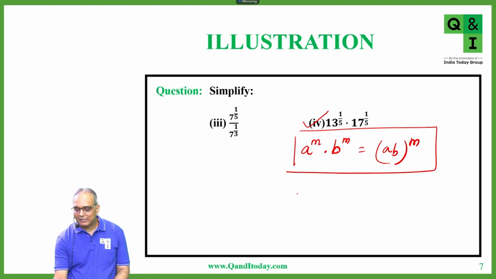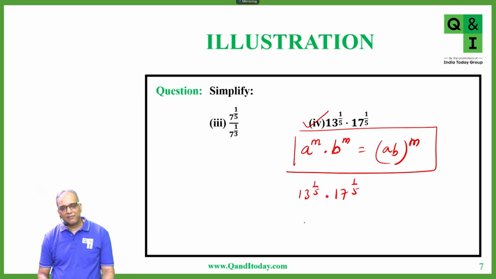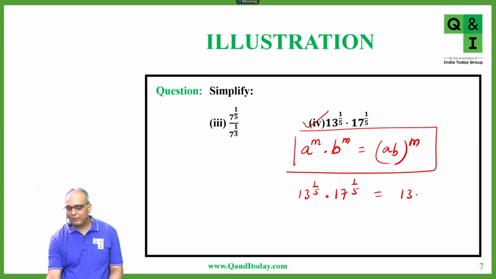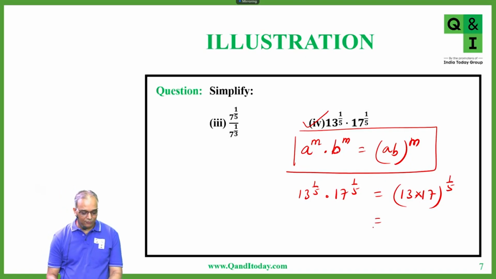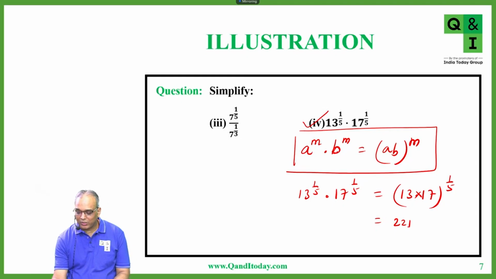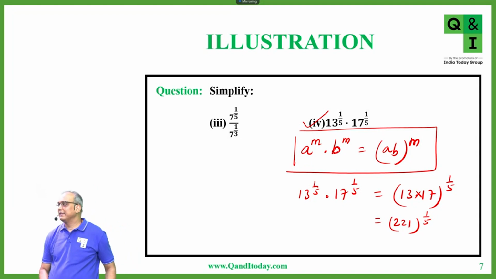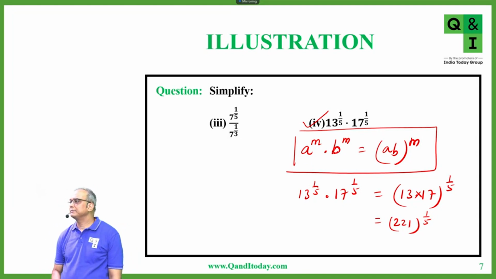So in this 13 raised to the power 1 by 5 into 17 raised to the power 1 by 5, here the powers are same, 1 by 5. The bases are different. So what we'll do, we'll multiply these bases together, 13 into 17, and take 1 by 5 as the common power. So this is 13 into 17. If you calculate this, this is 221 raised to the power 1 by 5. Is it clear? Yes, sir.